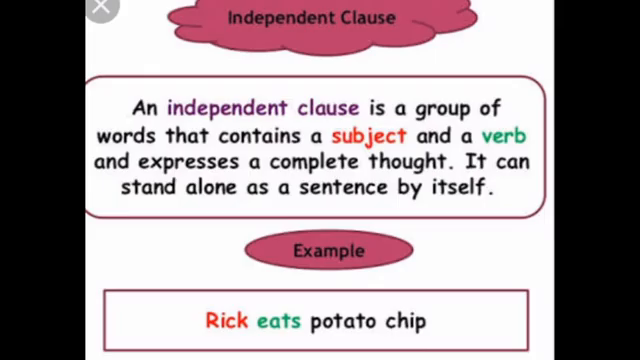My dear friends, let me summarize the idea of an independent clause. An independent clause is a group of words and it has a subject and verb of its own. It expresses a complete meaning because it can stand alone as a sentence by itself.